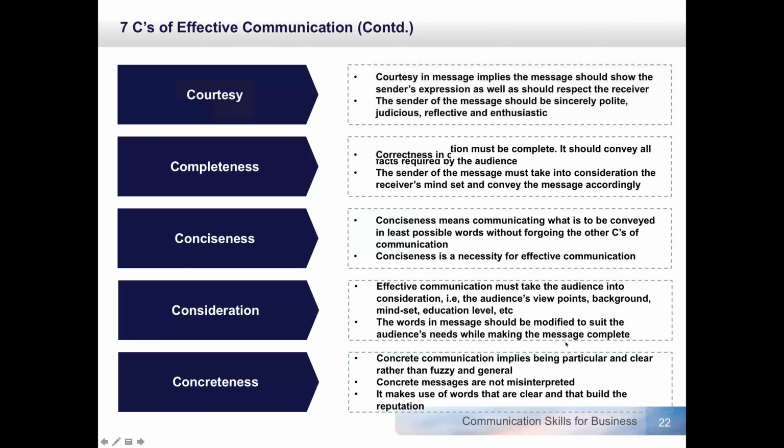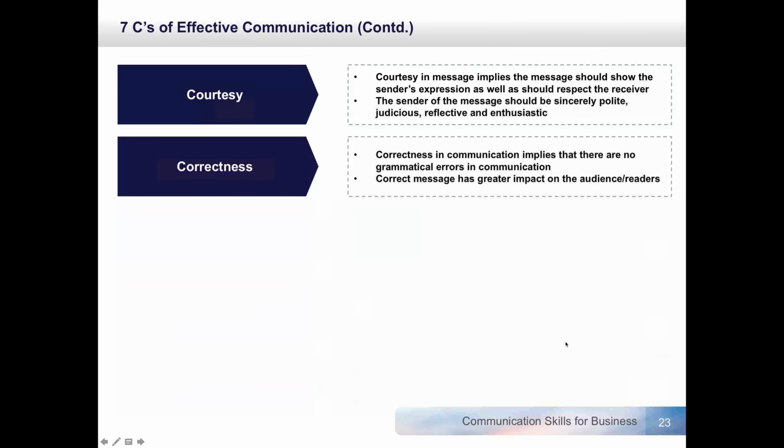So looking at the other two, which are courtesy and correctness, a case in point in terms of courtesy would be, I normally would put it this way, that you have a situation at home wherein you have guests coming in, and you're receiving the guest.